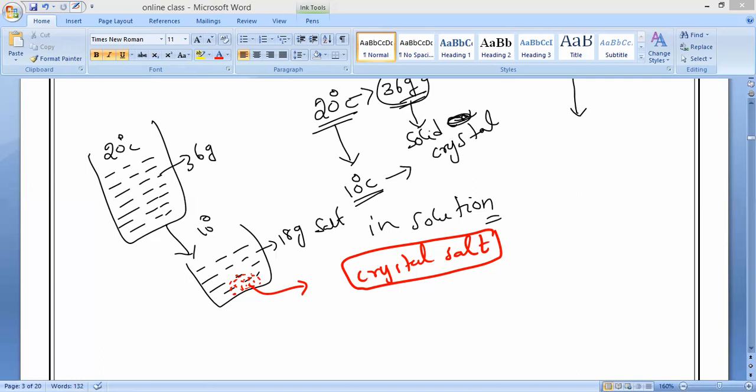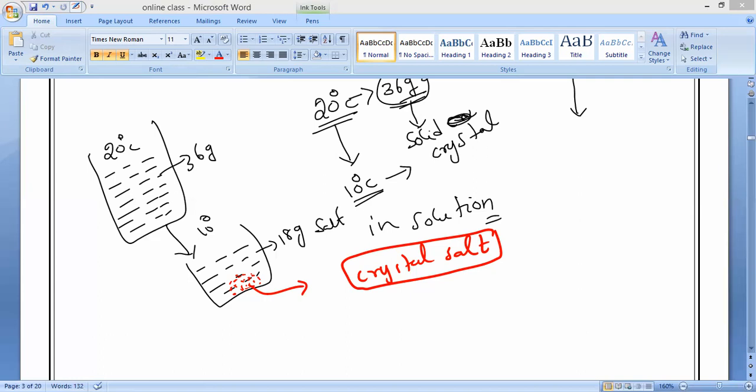Is it okay, everyone? On rising the temperature, solubility increases. On decreasing the temperature, the solubility will decrease. Is it yes or no? So please write the two statements.